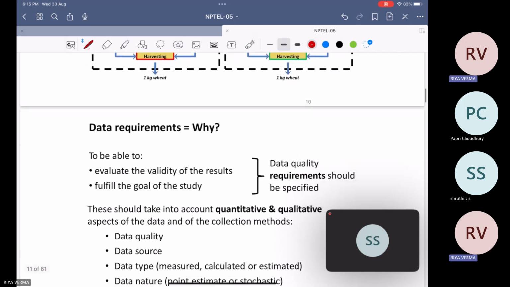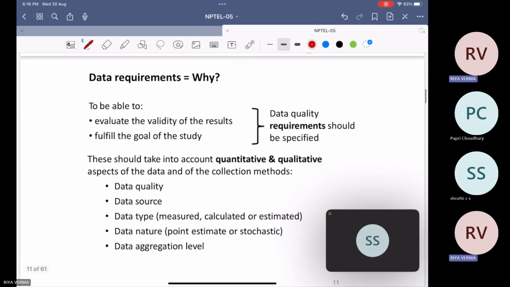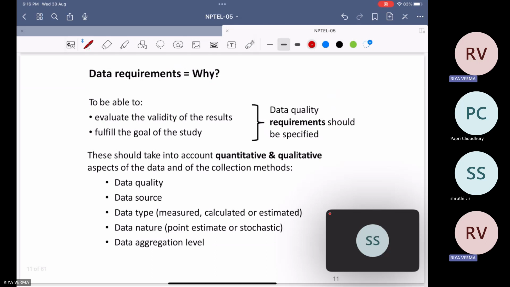So now, coming towards the data requirements, why do we need data during our LCA study? Basically, we need data to conduct an LCA study to be able to evaluate the validity of the results and to fulfill the goal of the study. So for both of these, we need to have certain data. These should take into account the quantitative and the qualitative aspects of the data and of the collection methods.